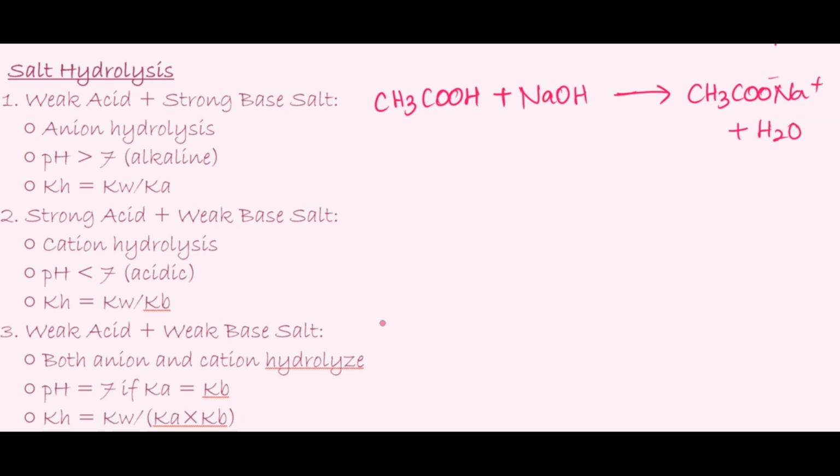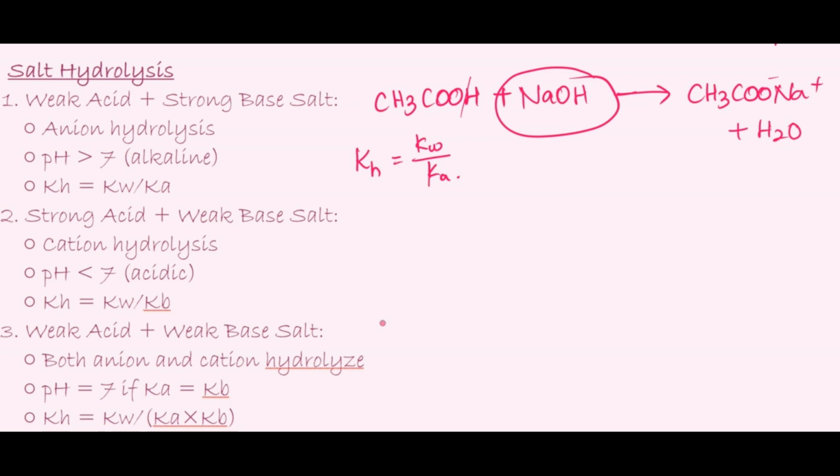It is undergoing anion hydrolysis and the pH is more than 7, that is alkaline, because you can see I'm adding strong base to it. So the pH becomes alkaline and KH you can find it using Kw by Ka. So ionic product of water and those stuffs you already know.